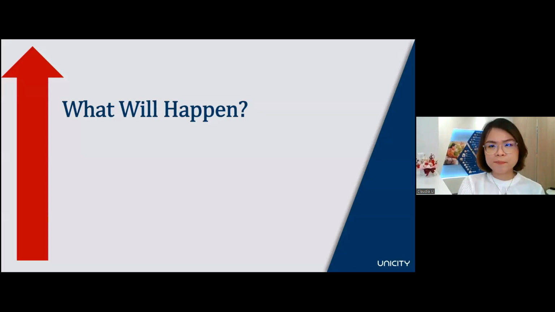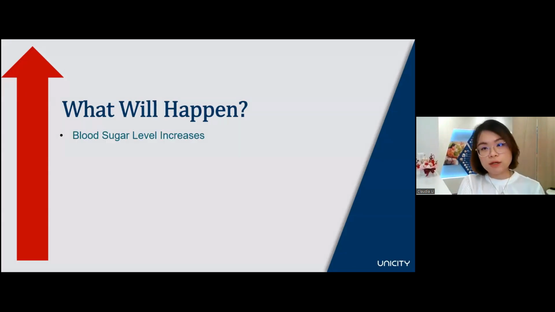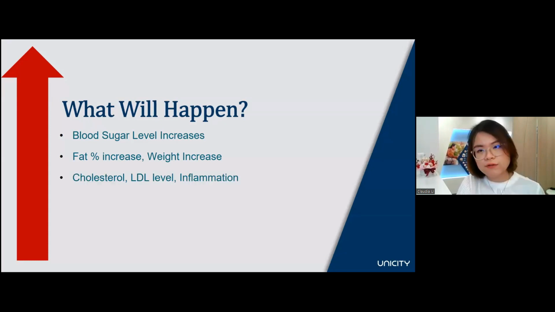So what will happen? Blood sugar naturally will increase, right? Your fasting, your normal blood sugar, your fat percentage will increase, weight. Once your fat percentage increases, your cholesterol definitely will increase. It's a matter of time. Once your cholesterol increases, all the LDL will come out, and then your inflammation will start to occur. So this is an ideal situation for all kinds of disease to start coming in.